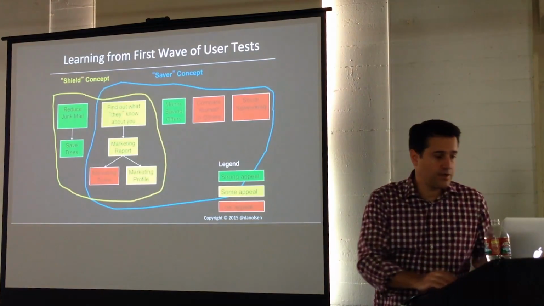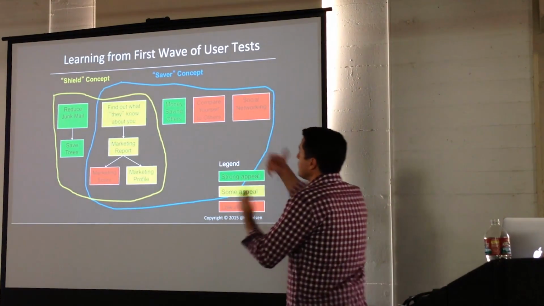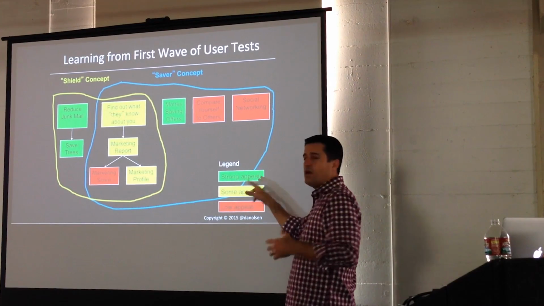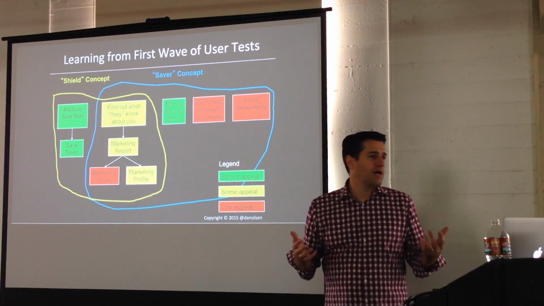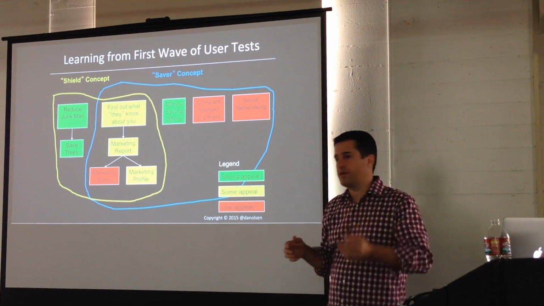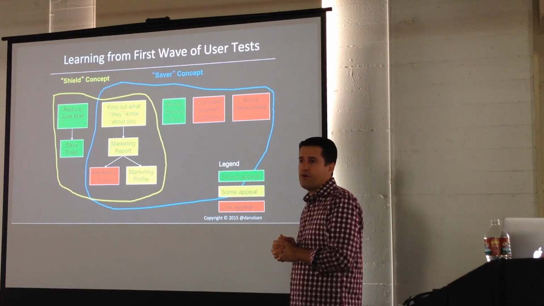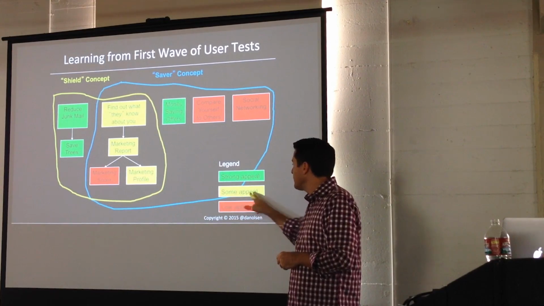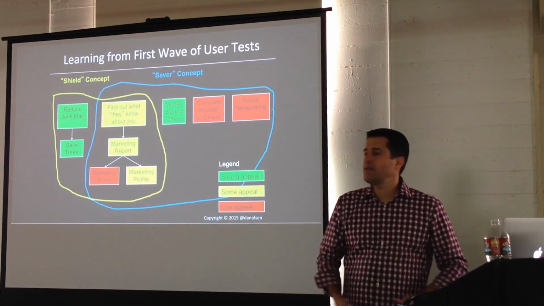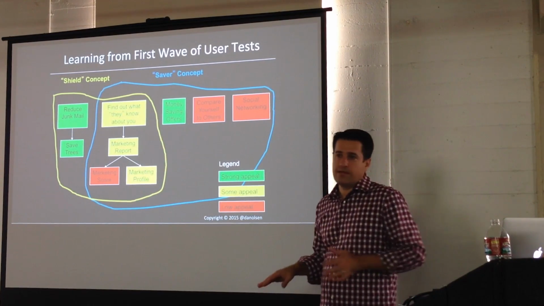And what did we learn? So here's the same diagram. It's now color-coded with things that had relatively strong appeal. Nothing was a slam dunk. No one was like, yeah, we want this, we're ready to sign up. But these are the things that were enough of a diamond in the rough that we could tell. Green was some appeal, and red was low appeal. Like they just did not get it or were not interested in it.